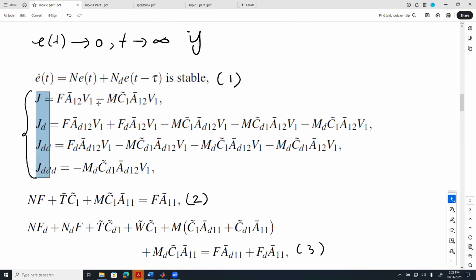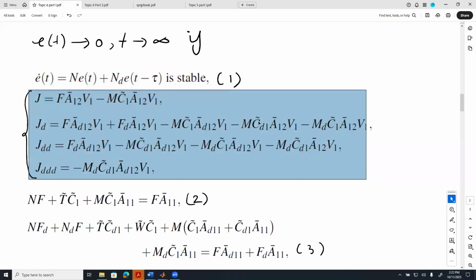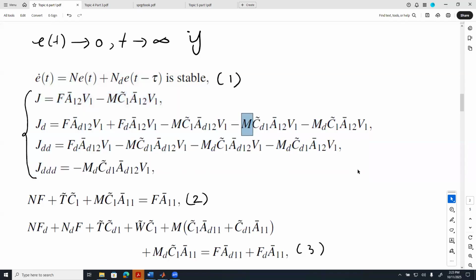And they depend on the unknown matrices M and MD. So if M and MD are known, then the rest of them can be obtained. That's why we are not really concerned about them, because they can be obtained once the observer parameters M and MD are found.